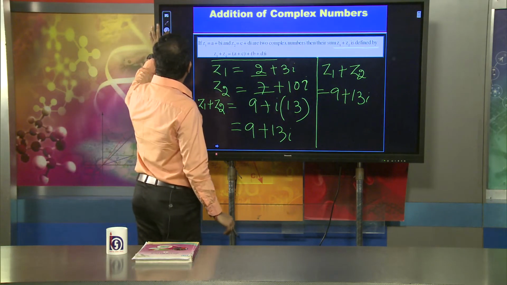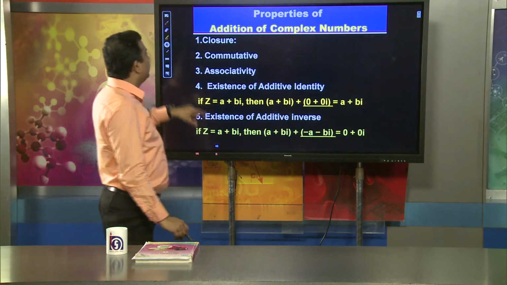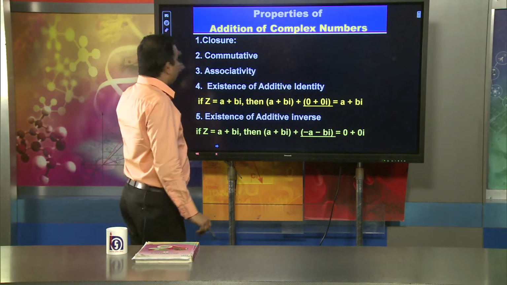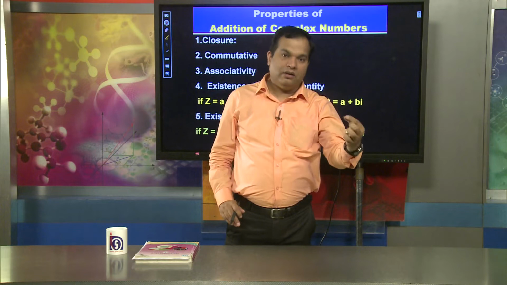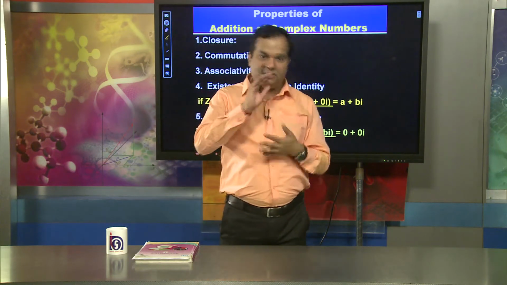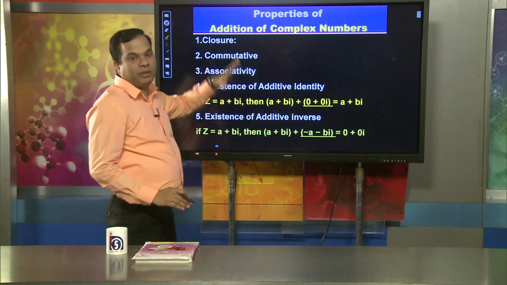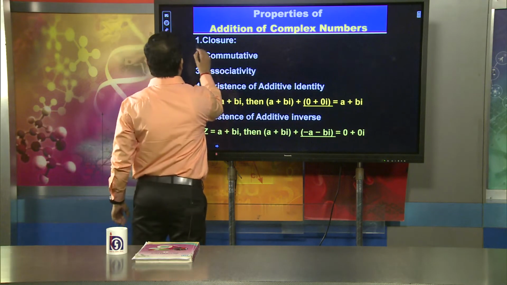But we must understand the different properties of addition of complex numbers. We have already learned about the properties of addition on real numbers. That part we already know. But in the case of complex numbers, there are certainly different properties. What are the properties? The first property is the closure property.